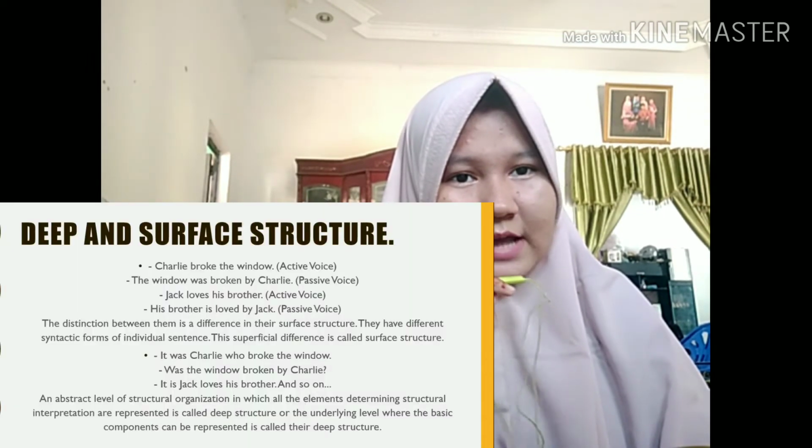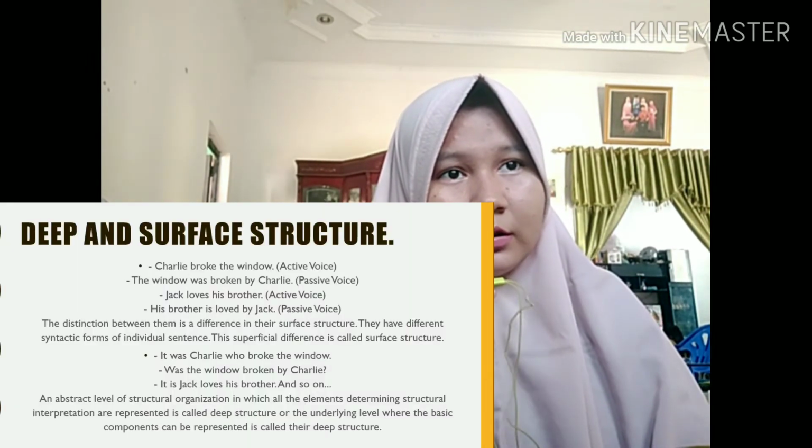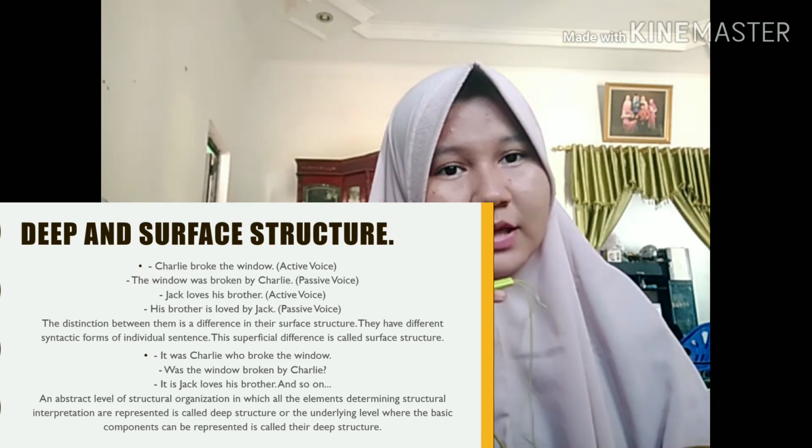Deep and surface structure. For example, "Charlie broke the window" is in the active voice, and "The window was broken by Charlie" is in the passive voice. "Jack loved his brother" is in the active voice, and "His brother is loved by Jack" is in the passive voice. The distinction between them is a difference in their surface structure. They have different syntactic forms of individual sentences. The superficial difference is called surface structure.